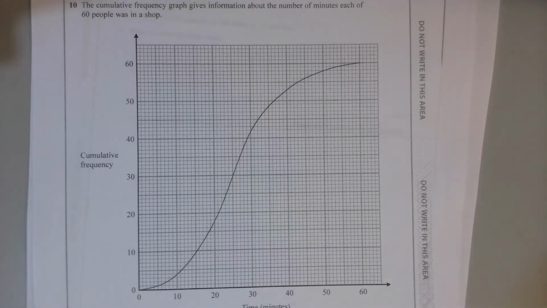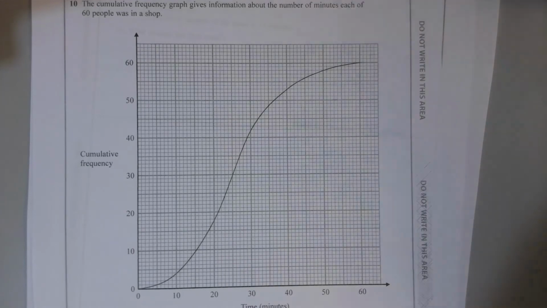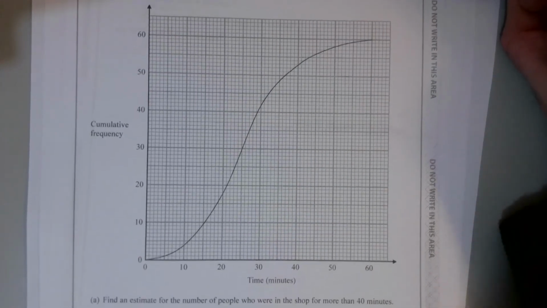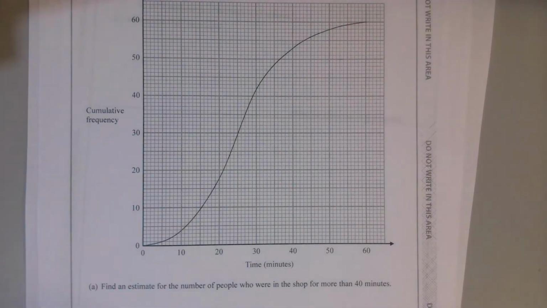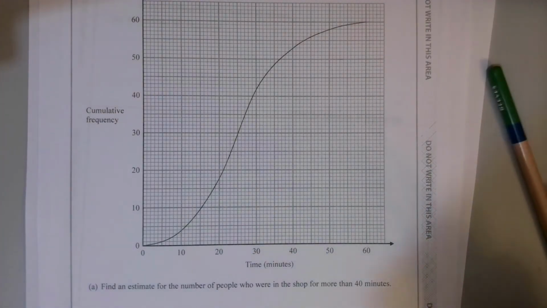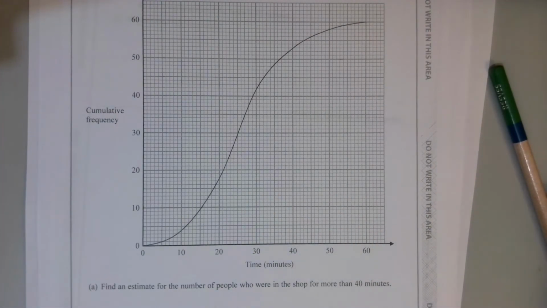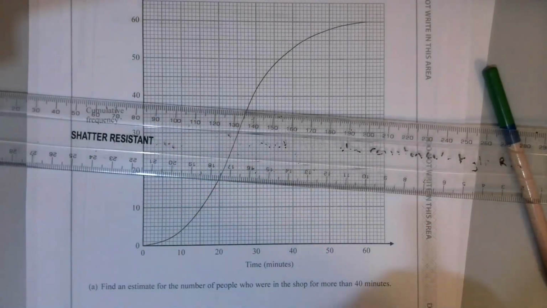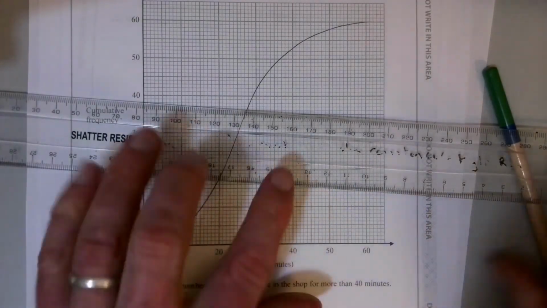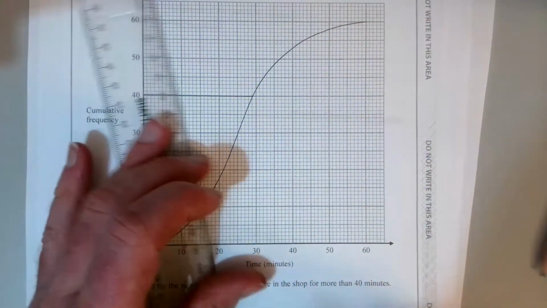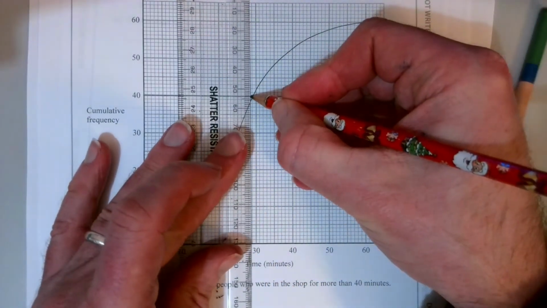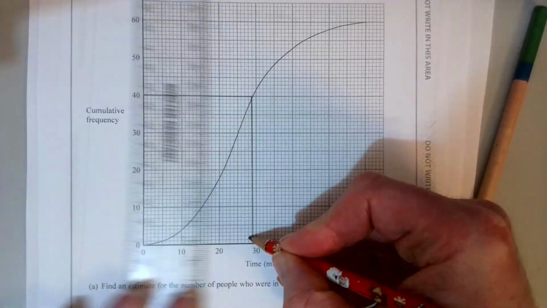Right, cumulative frequency, about the number of minutes 60 people were in a shop, and we need an estimate for the number of people who were in the shop for more than 40 minutes. 2 marks here. First thing to do is to very clearly make sure you use a ruler to nail this, because this is the easy part and it's also easy to get wrong.